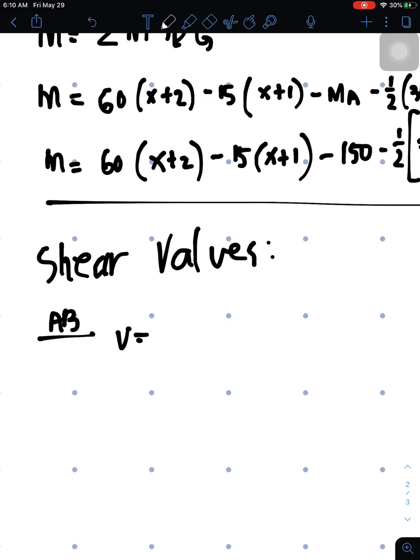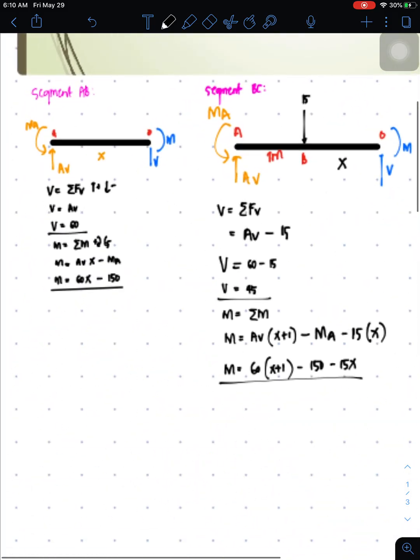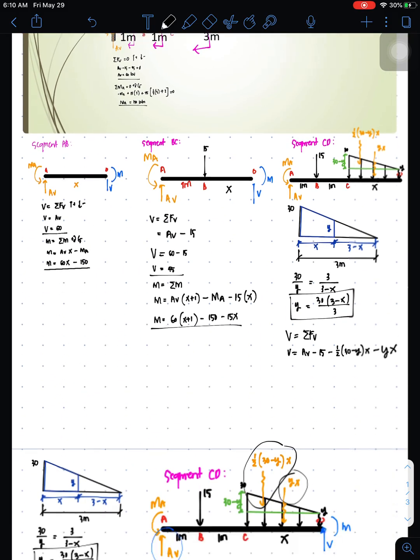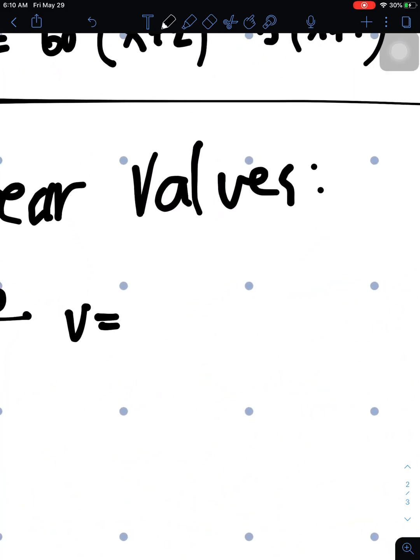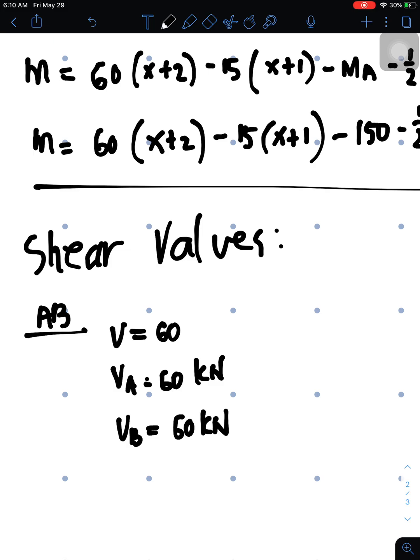And the equation for segment AB, it says here, where was that? Segment AB is this one, 60. So, as long as there is no variable, it's very easy to write, like 60. So, therefore, it represents VA equal to 60 kilonewtons and VB equal to 60 kilonewtons as well. So, that's simple.